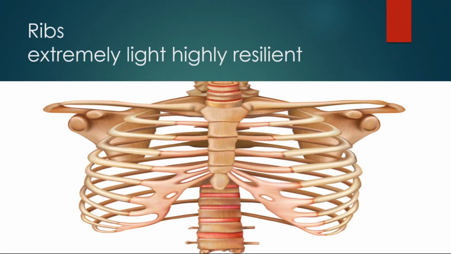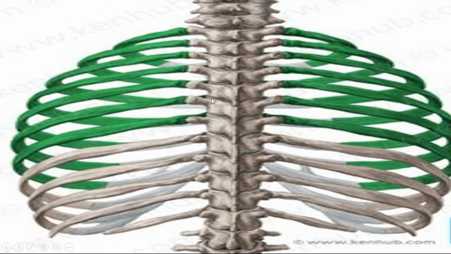There are 12 pairs of ribs, 12 this side and 12 this side, all of which are attached posteriorly to the thoracic vertebrae. Let me show you. All of the ribs are attached to the thoracic vertebrae of the corresponding numbers. Rib 1 is attached to T1, thoracic vertebra 1, and T2, T3, T4, T5, and so on, up to T12.